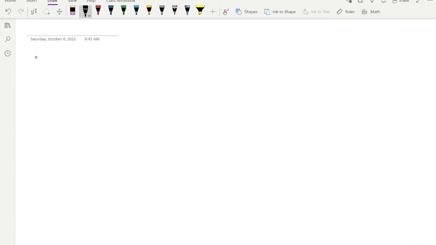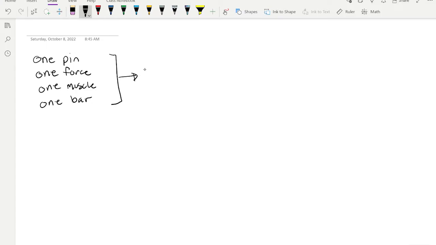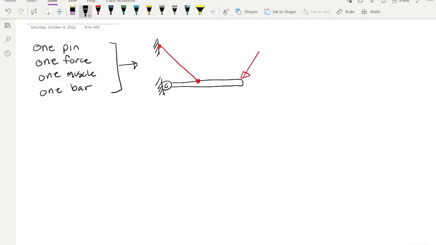Let's talk about one pin, one force, one muscle, and one bar systems. Now, the diagram that we've described in class here is essentially going to be this guy. You've got a pin, you've got a bar, you have a muscle, and you've got a force. Right? All right, so this engineering diagram describes a bunch of different body systems.